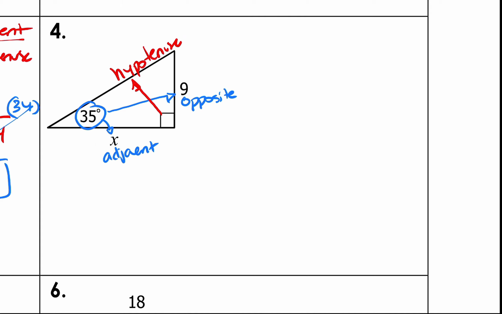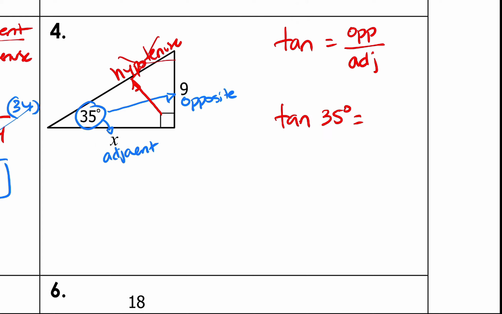Hypotenuse could never be an adjacent side. The hypotenuse is the hypotenuse. So we don't have the hypotenuse, so we're not even worried about that. So which trig ratio deals with the opposite and the adjacent? That's right, it's tangent. The tangent is opposite over adjacent. So now let's fill in what we know. The tangent of our angle that we're interested in, which is 35 degrees, equals the opposite, which is 9, over the adjacent, which is x.